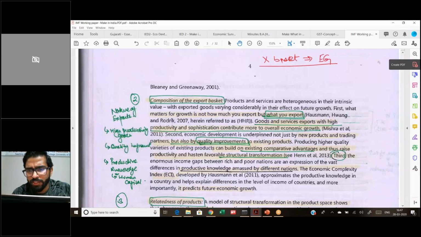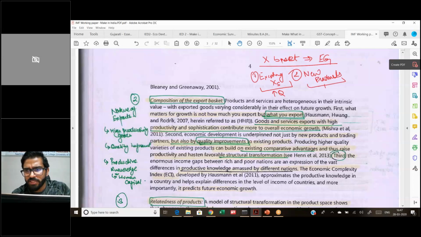that not only depends on the existing exports that you have. In the existing exports, you need to increase the quality. Then you need to break through into new areas. You need to break into new products. The new products should be sophisticated ones, ones which are embedded with higher technology. Sophisticated products with higher technology.